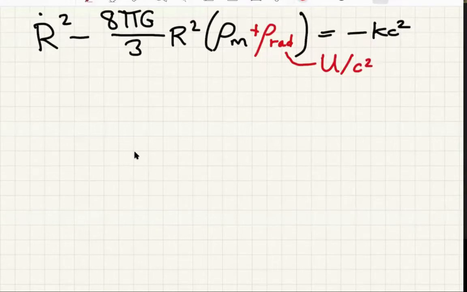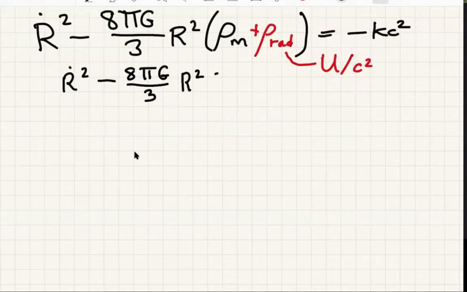However, the way it's usually written in cosmology is a little bit different. Your r dot squared, the kinetic energy term, is opposed by the gravitational potential energy of anything that causes curvature of space and time, according to Einstein. Got my rho matter that I was pretty comfortable about, plus 3 times the pressure of the radiation.